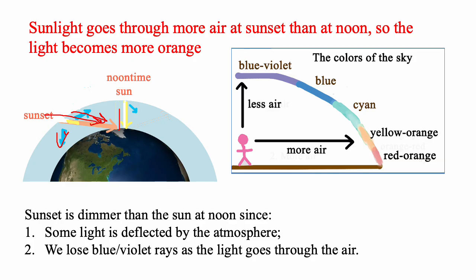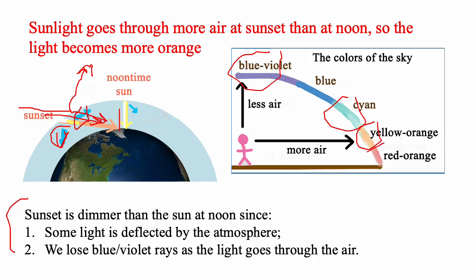Why are sunsets dimmer than the sun at noon? Well, one reason is the angle it makes with the atmosphere, where light is deflected away. And another reason is that it continually loses light rays as it goes through the atmosphere. The sky is the bluest overhead because it goes through the least amount of atmosphere. But as we look toward the horizon, the sky becomes cyan, then yellow-orange, and finally red-orange.